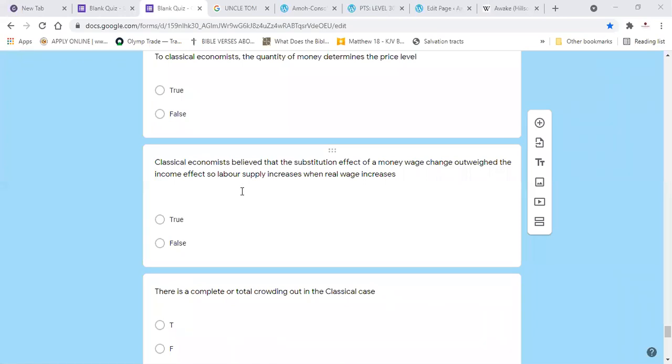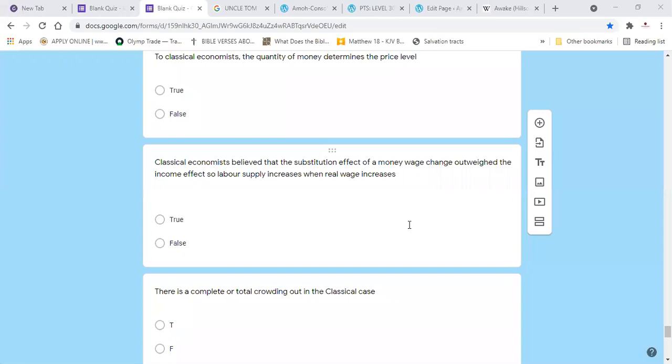Classical economists believe that the substitution effect of a money wage change outweighed the income effect. So labor supply increases when real wage increases. True or false? I believe the substitution effect outweighed the income effect. Yes, you know that you did it in micro, right? The labor supply curve in micro.